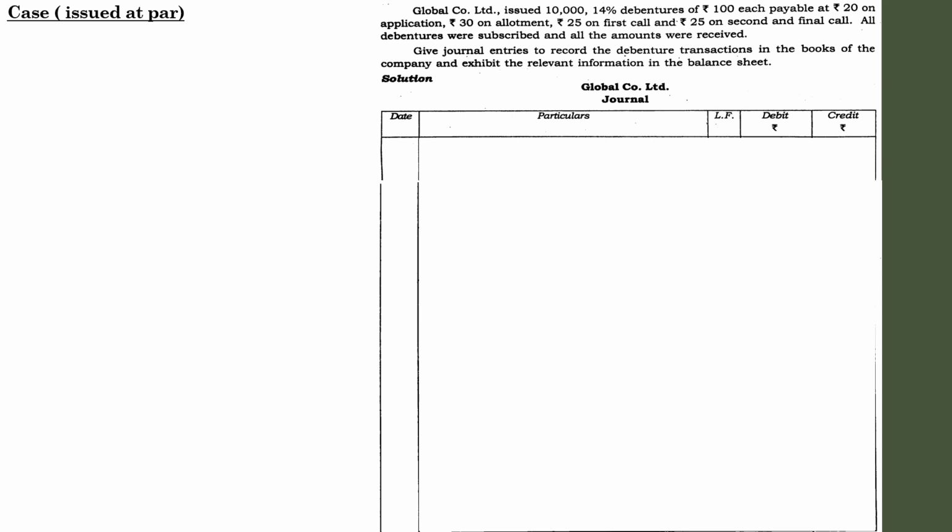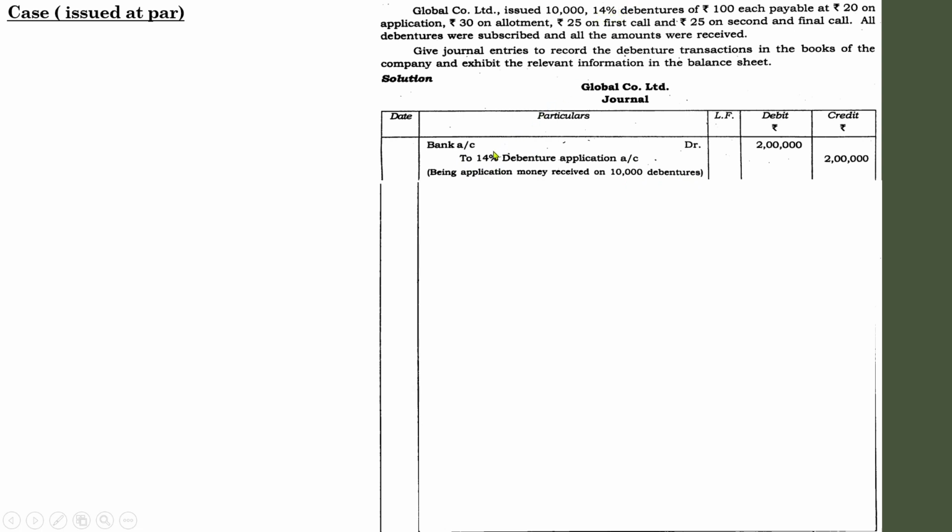So first of all, let us write down the journal entries. We will be going swiftly because we have learned these areas in the case of shares. The only difference is the change in the names. So first one, bank account debit to debenture application. Here the total number of debentures is 10,000, at rupees 20 on application. So 10,000 into 20, 2 lakhs. Being application money received on 10,000 debentures, 14% debentures. In this question it is mentioned 14% debentures, that is why here 14 is shown.